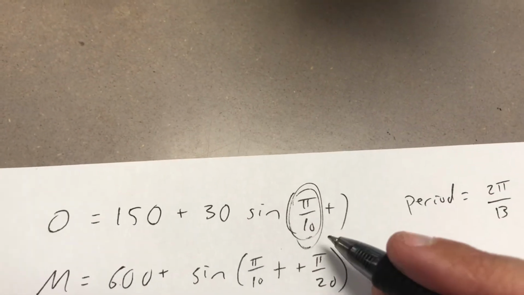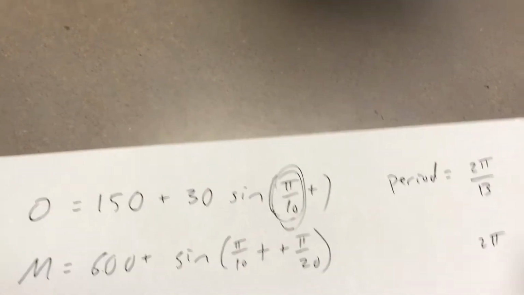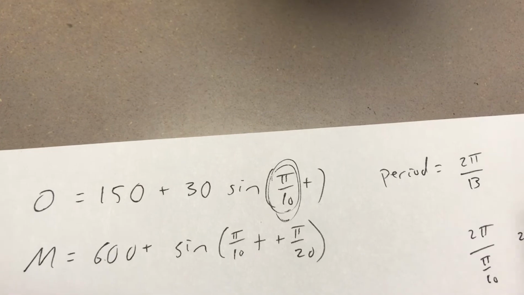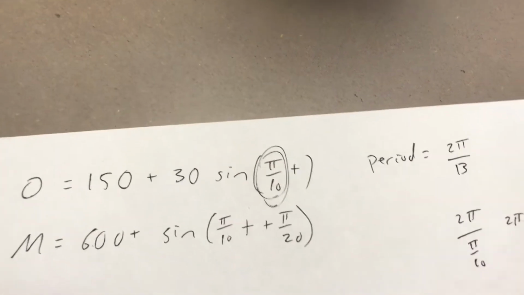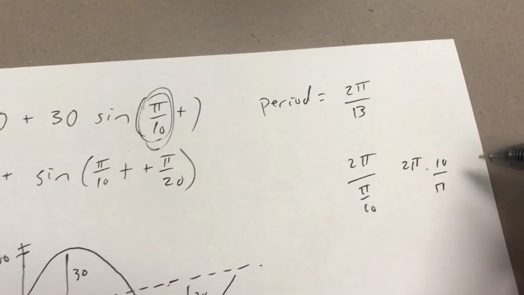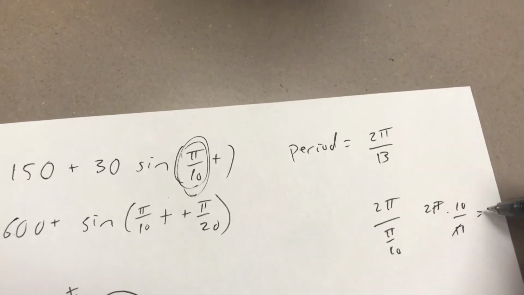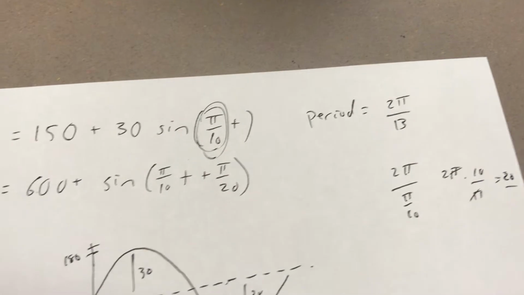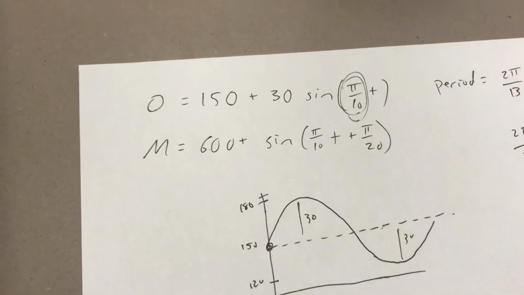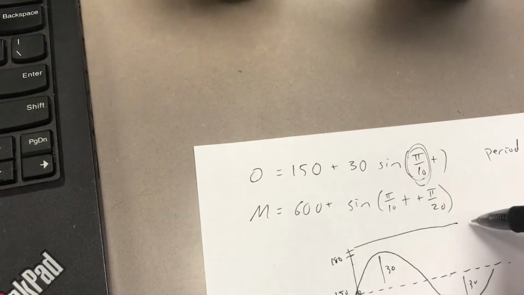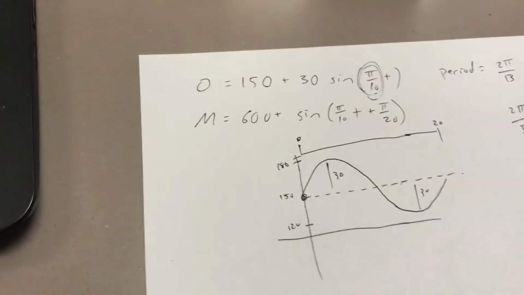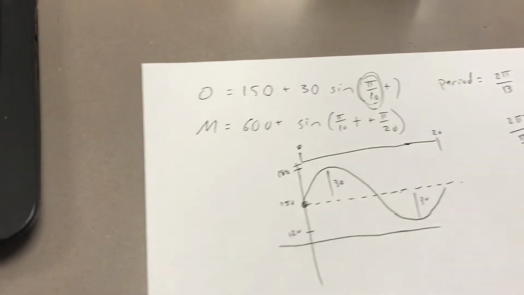Well, b in this case is pi over 10, so we've got 2 pi divided by pi over 10. Remember, when you divide by a fraction, that's the same thing as multiplying by the reciprocal. So I'm going to multiply by 10 over pi, and when stuff cancels, we end up finding out that the period's 20. Okay, so this full cycle repeats every 20 years. That's why in my original graph, I graphed from 0 over to 20. That's the period. Okay, this should be symmetrical.